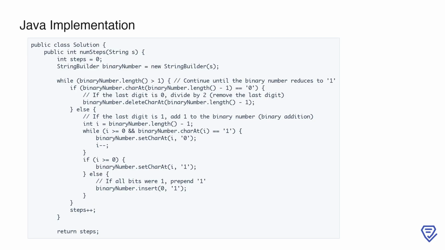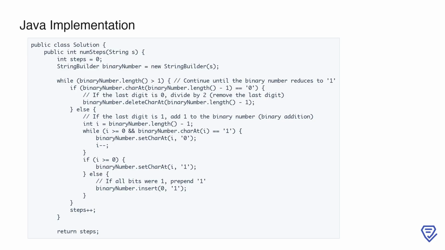The while loop continues as long as the binary number is more than 1 digit, meaning it hasn't been reduced to 1 yet. Inside the loop, we check the last digit of the binary number. If the last digit is 0, we execute a division by 2 by simply removing the last digit using the deleteCharAt method. On the other hand, if the last digit is 1, we need to increment the binary number by 1. This involves traversing backwards through the string and flipping all trailing ones to zeros until we encounter a 0, which we then flip to 1.